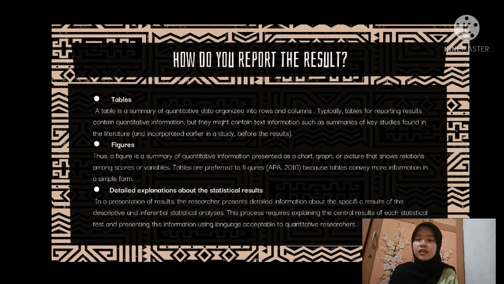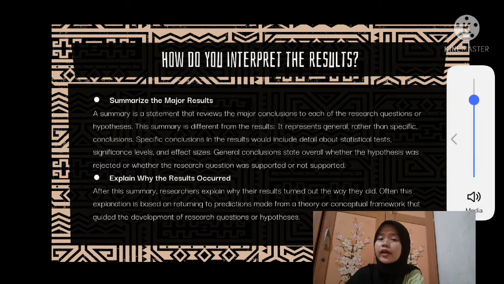Next, detailed explanation about the statistical result. In a presentation of results, the researcher presents detailed information about the specific results of the descriptive and inferential statistical analysis. This process requires explaining the central result of each statistical test and presenting this information using language acceptable to quantitative research.